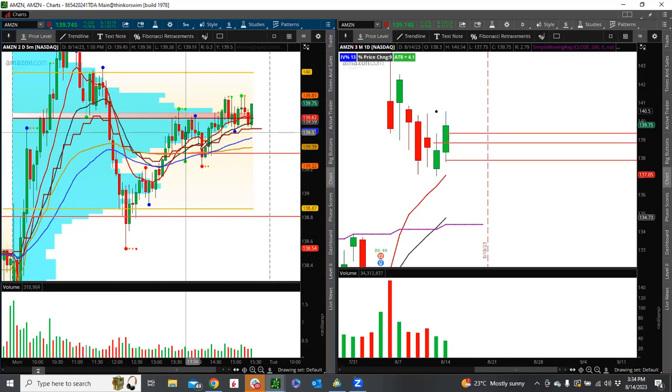Got trailed out here. Even if I hadn't gotten trailed out here, I certainly would have gotten trailed out in this candle, right? Because not a single candle after this one made a higher high and a higher low up until this here, right?